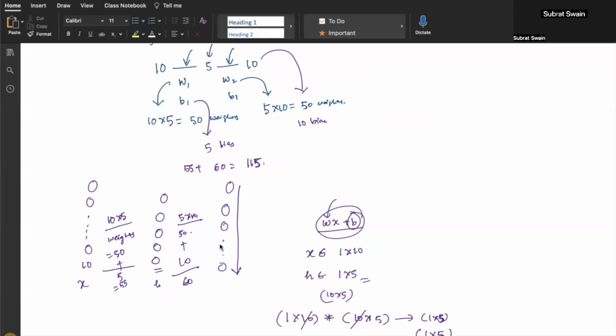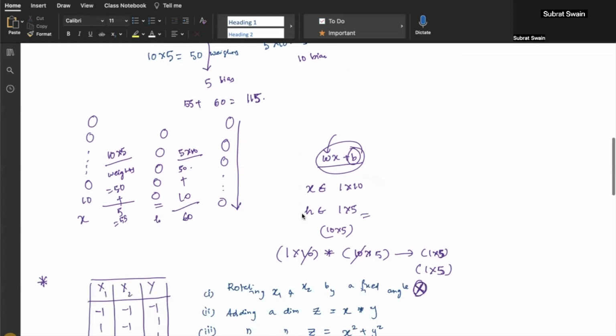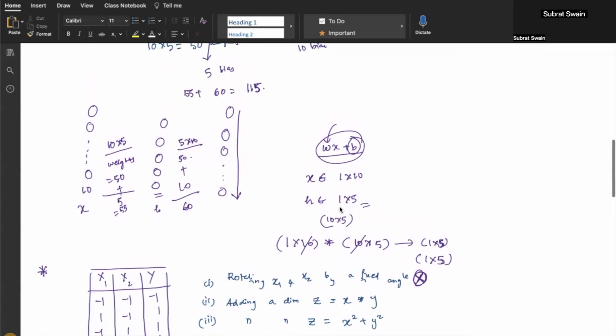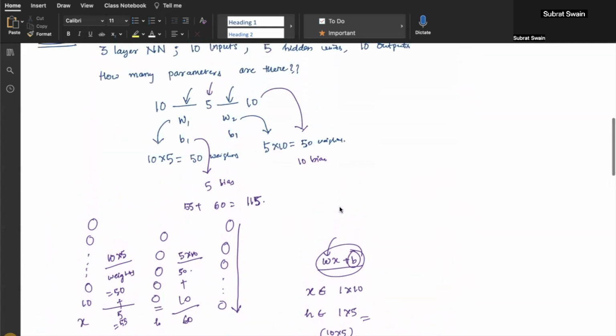And we also need to add biases as well. So the 5 hidden units will require 5 biases, and the 10 output units will require 10 biases, and the 10 input units don't require any biases. So here it sums up to be 55, and here it sums up to be 60. If we add them together, it is 55 plus 60 equals 115. So the total number of trainable parameters is 115. Okay. So this is the solution to the question.